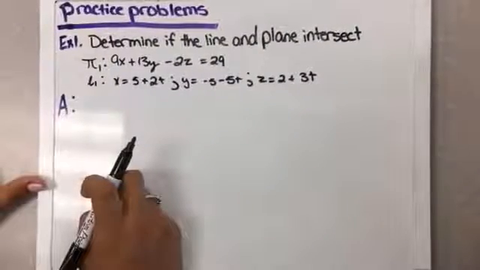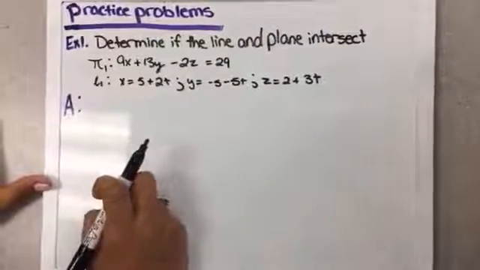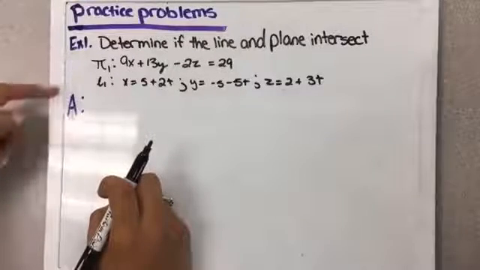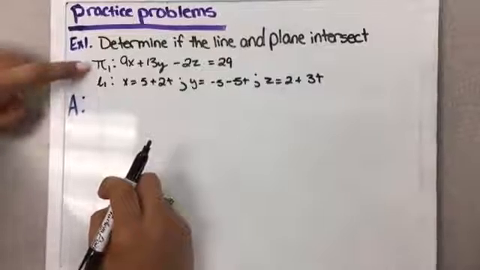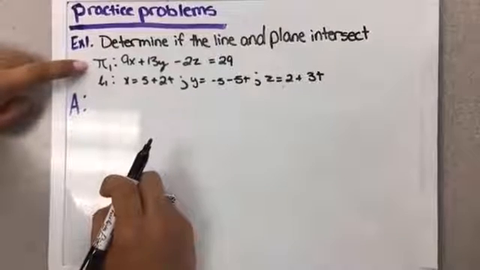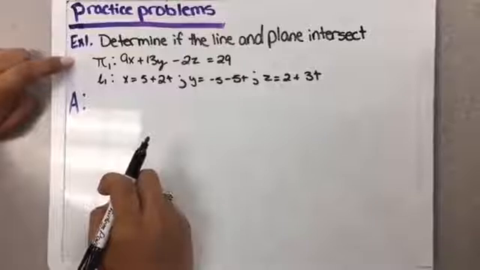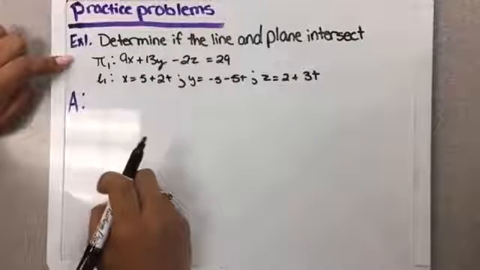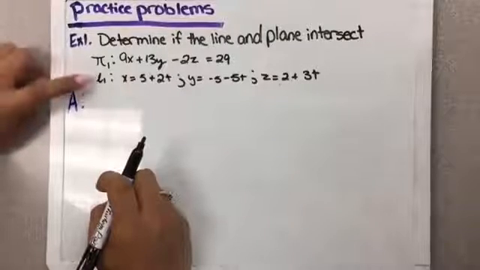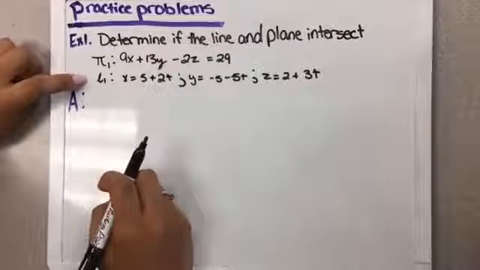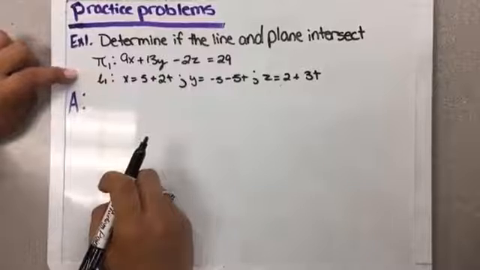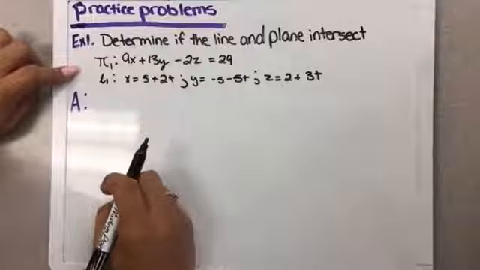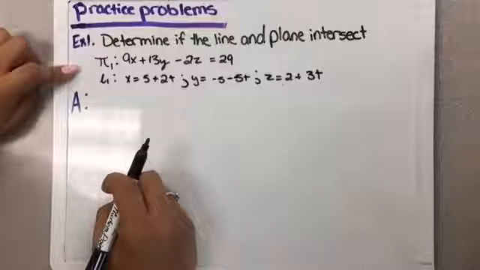Alrighty, so now on to practice problems. For example number 1, we have to determine if the line and the plane intersect. So we're given 2 equations. This symbol here represents the plane, not pi. So plane 1 is 9x plus 13y minus 2z equals 29. Now the line is represented by L1, and we get x equals 5 plus 2t, y equals negative 5 minus 5t, and z equals 2 plus 3t.